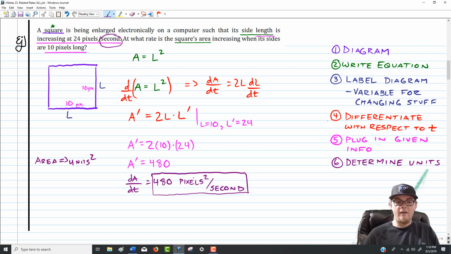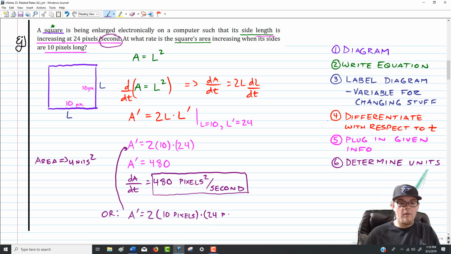Now, if you weren't comfortable with that, if you prefer something else, your alternative would be to go back up to your step right here and focus your attention on what the units were within there. So A prime is equal to 2 times L. Well, L was given as 10 pixels, so you can imagine putting 10 pixels in there. And then the units of change for L were pixels per second, which meant that this was being multiplied by 24 pixels per second. I should do this correctly. Sorry, I'm trying to be as accurate as possible.